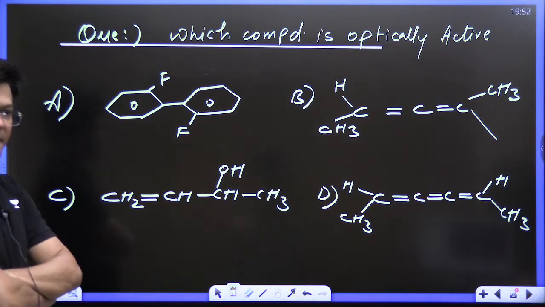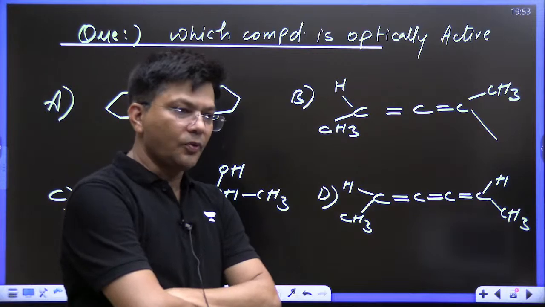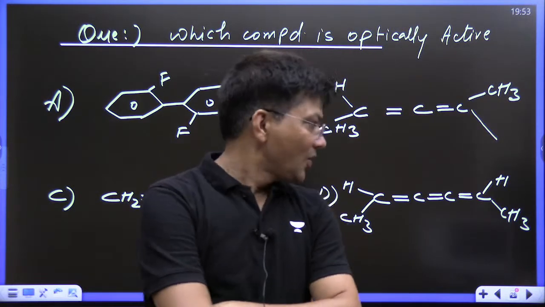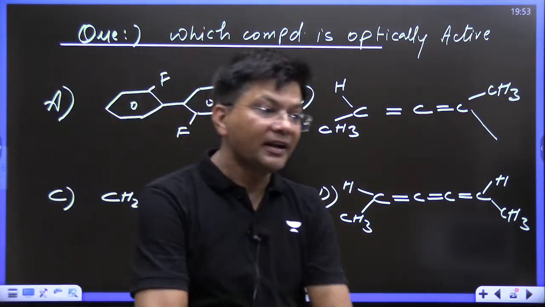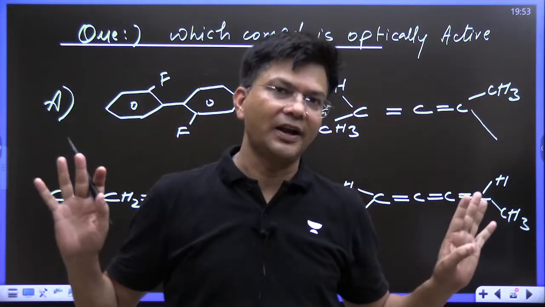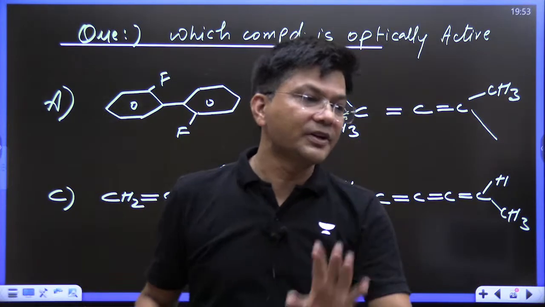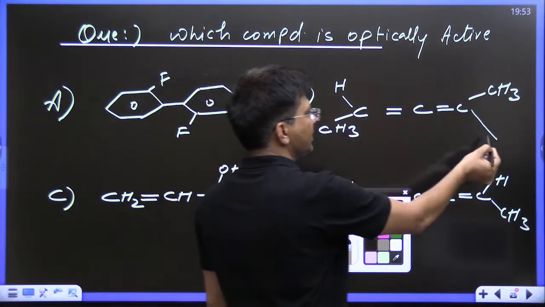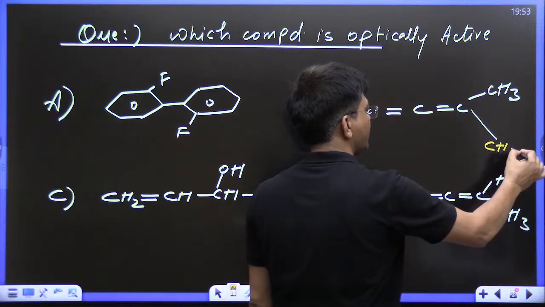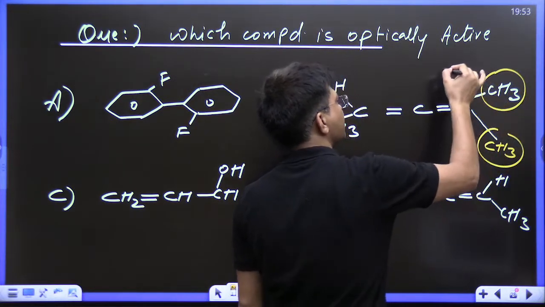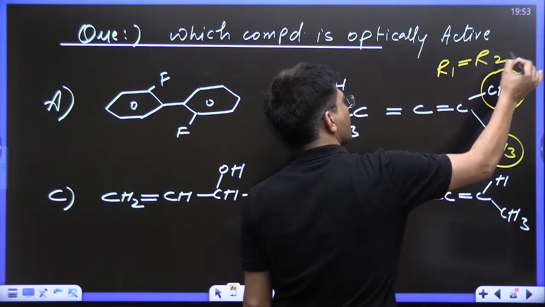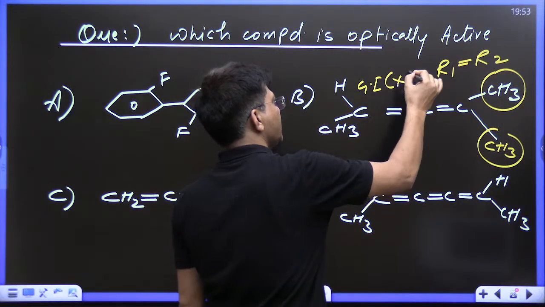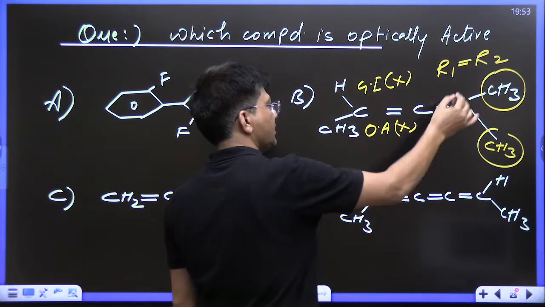B. So 3 students are going for B and 2 are going for D. Kids, everyone has failed. Frankly speaking, personally speaking, everyone got failed. See, this is H, CH3. Nothing is written over there, that means this is CH3. This CH3 and this CH3, R1 is equal to R2. So it will neither show GI nor optical isomerism, neither GI nor optically active. R1 is equal to R2.